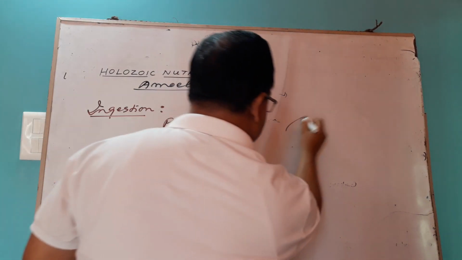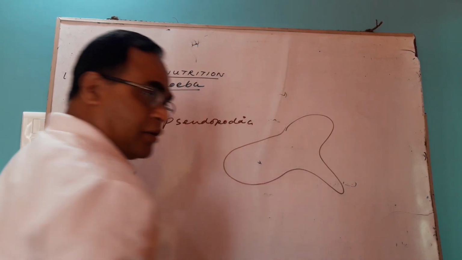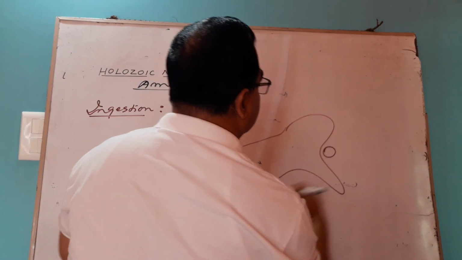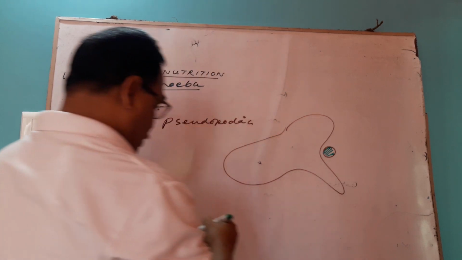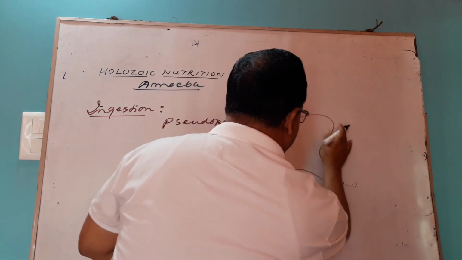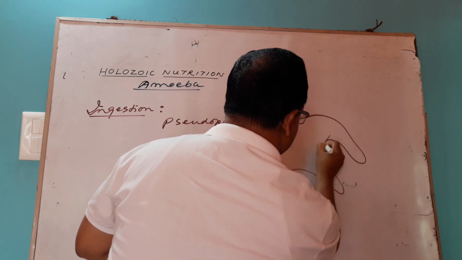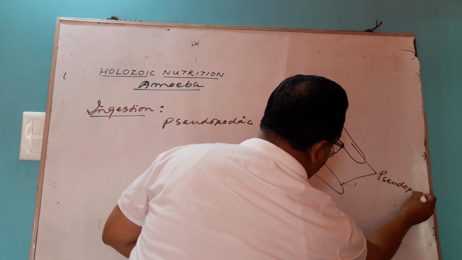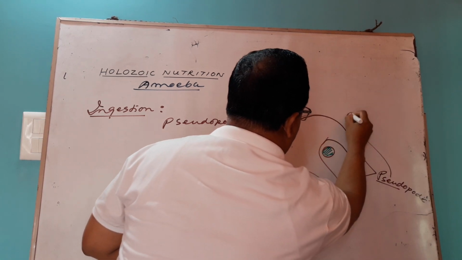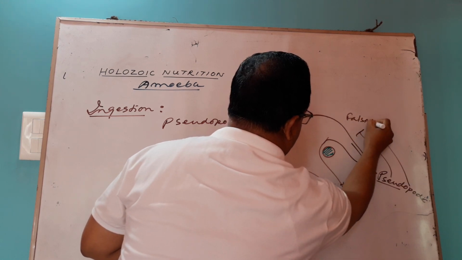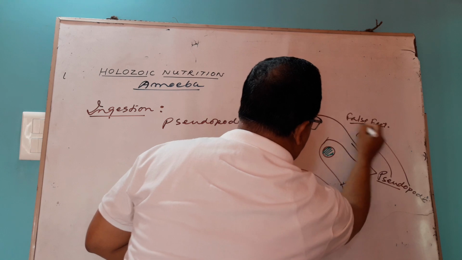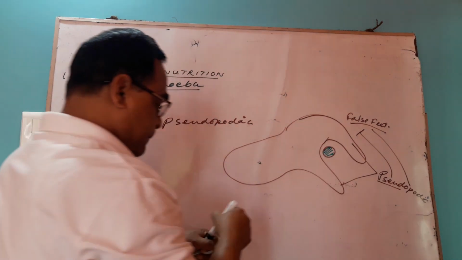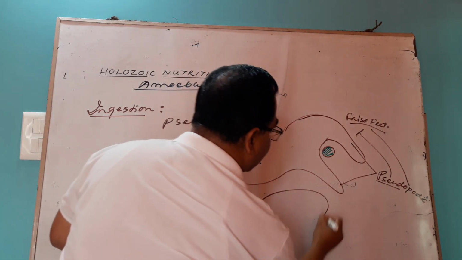Suppose this is the amoeba, and this is a food particle. Whenever the food particle comes nearer to the amoeba, it forms some finger-like projections, some extensions like these, and these extensions are called pseudopodia. Pseudo means false, and podia means feet. So amoeba forms some false feet, pseudopodia, and ultimately encloses the food within the cell.